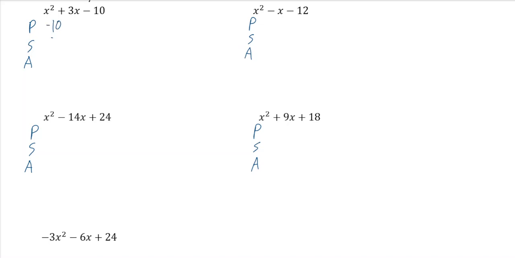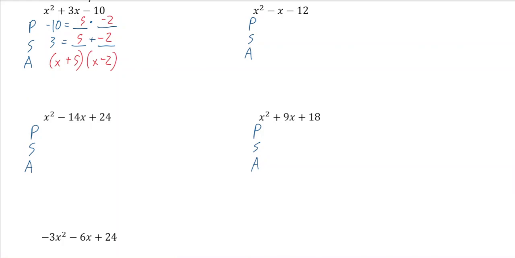We've got negative 10 here and 3. We're going to do this nice and quickly here. I'm not going to do my chart on the side. I'm just going to write the numbers right away. So this would be 5 and 2. The 2 has to be the negative. So it's x plus 5 and x minus 2.